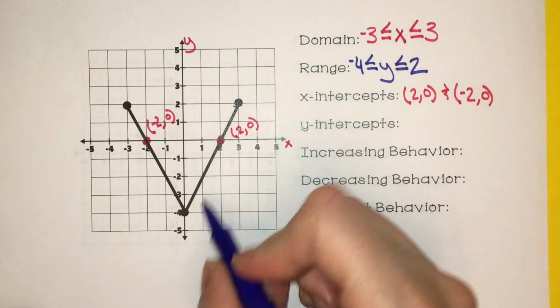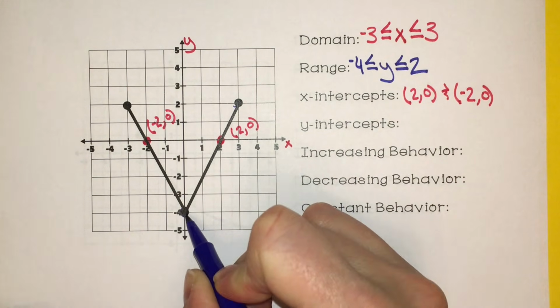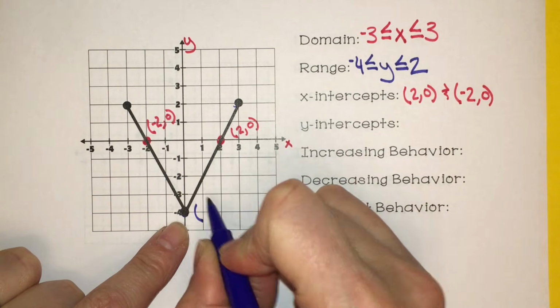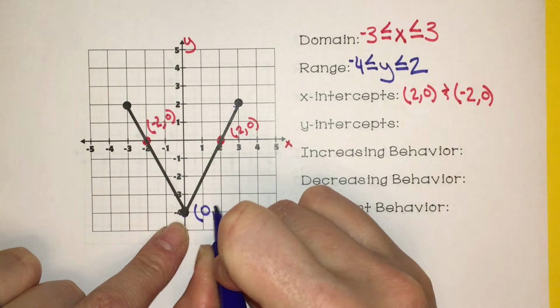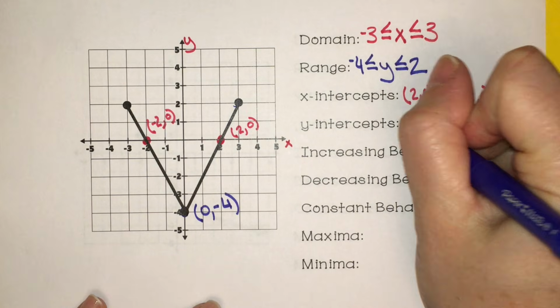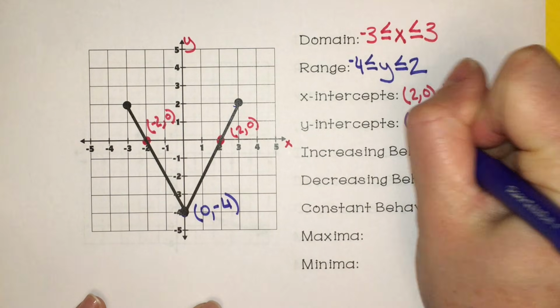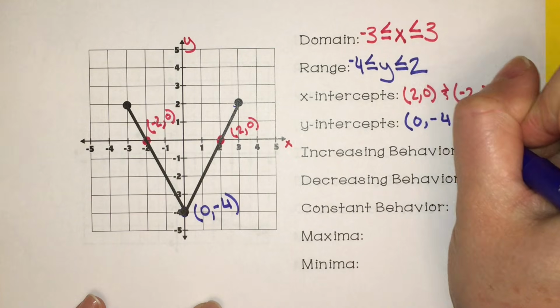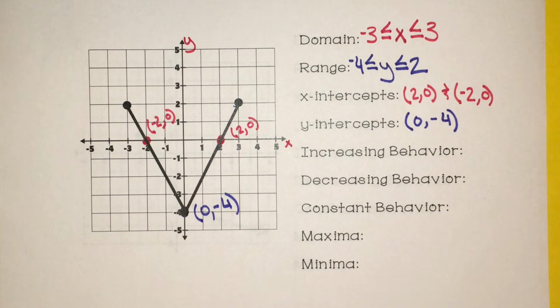So looking at the y-axis, find the point where your line or graph goes through the y-axis. This is the point where x is 0, y is -4. So it just has one point on this graph where it crosses the y-axis. So we have (0, -4).